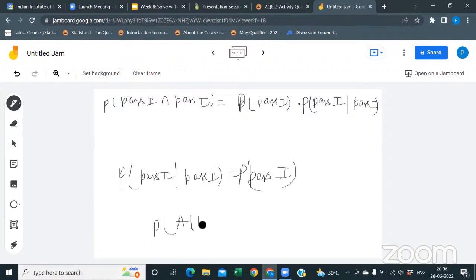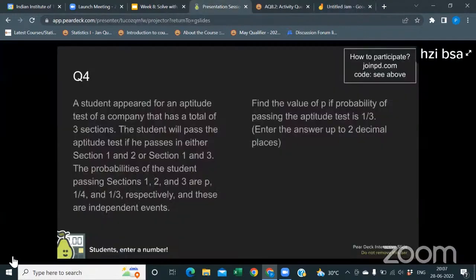Independence means what? Probability of A given B should be equal to probability of A. That means happening or non-happening of B doesn't affect A, right? So here, passing or failing in 1 doesn't affect passing in 2. That's why it is given that all the events are independent. If there is some dependency, then we have to apply this one. Okay, understood.